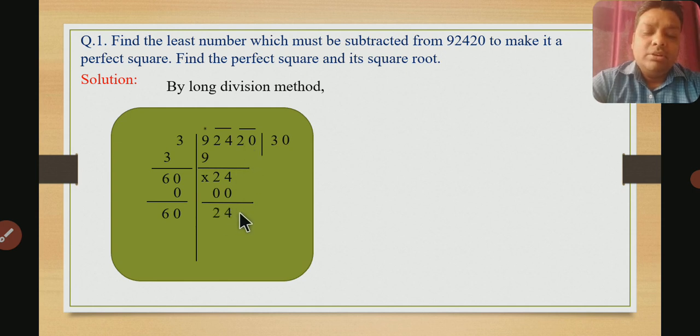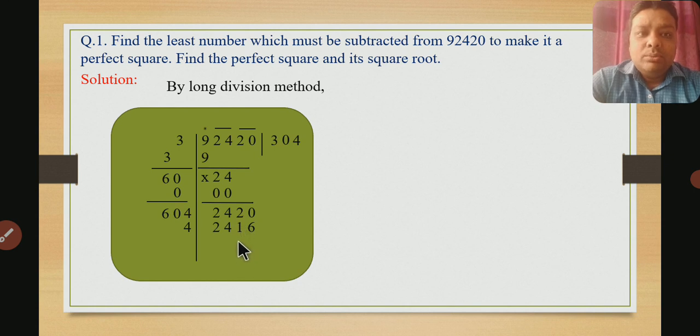Then we will bring down another period, 20. Now what number can we write here? The minimum number we can write is 6, and if we multiply it with 4, 4 4's are 16 and 6 4's are 24. So it will be 2416, which is less than 2420. Here we will add and here we will subtract. So in that case we will get 4 as a remainder.